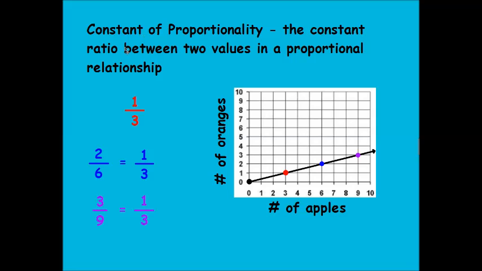Constant of proportionality is the constant ratio between two values in a proportional relationship. So here you'll see number of oranges compared to number of apples is 1 to 3. The next one, 2 oranges to 6 apples, reduces to 1 to 3. And 3 oranges to 9 apples still reduces to 1 to 3. So 1 to 3 we would call the constant of proportionality for this situation.